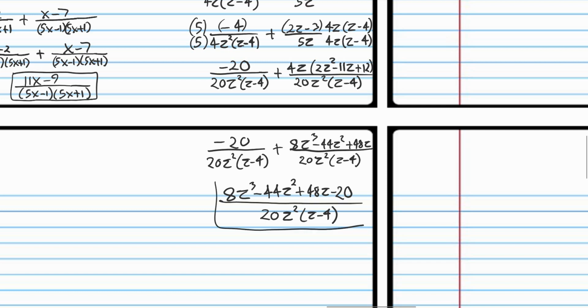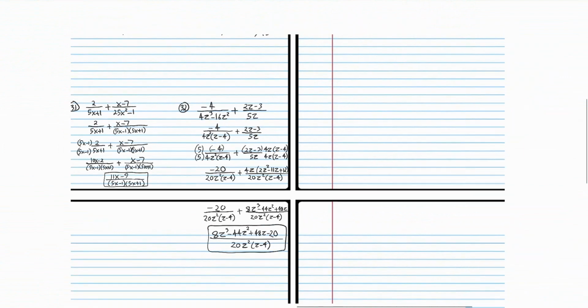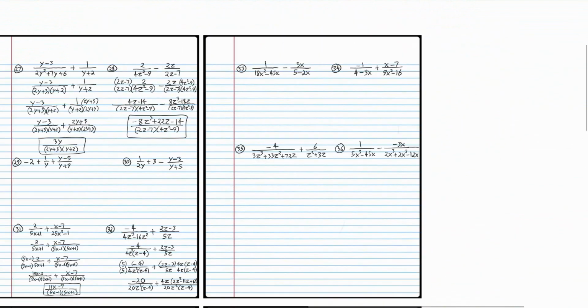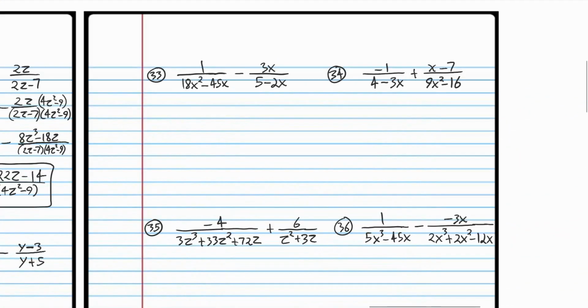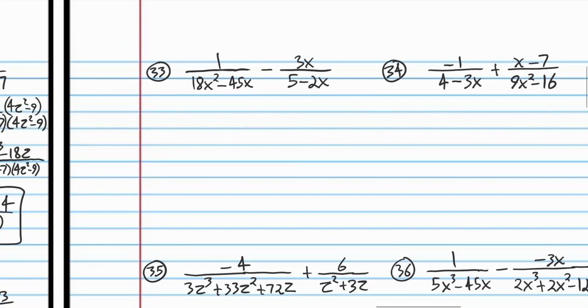So that is the answer. All right, on to number 33. For number 33, we're going to have to use the -1 rule, so let's do that one together. We'll factor out 9x.